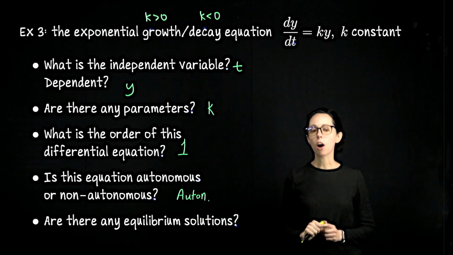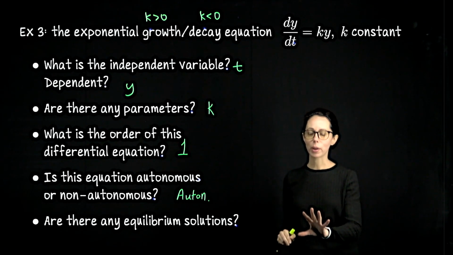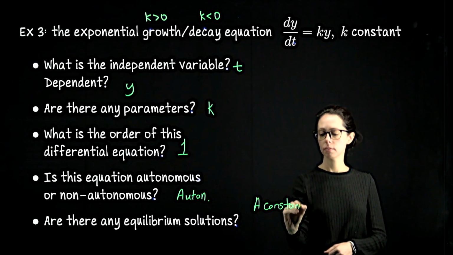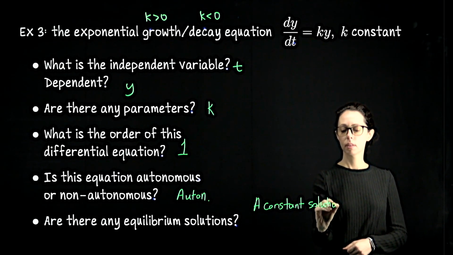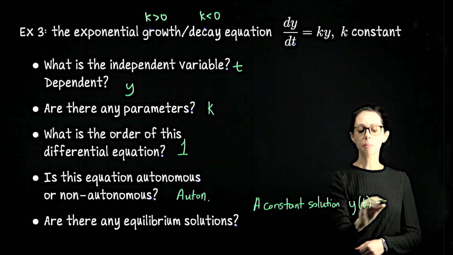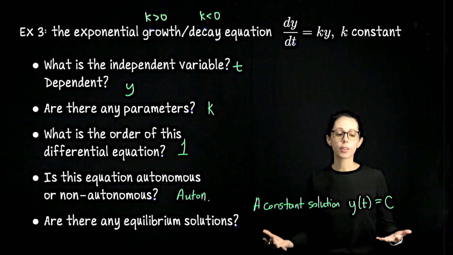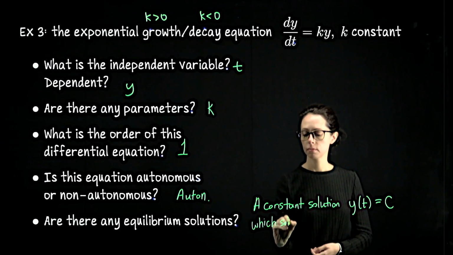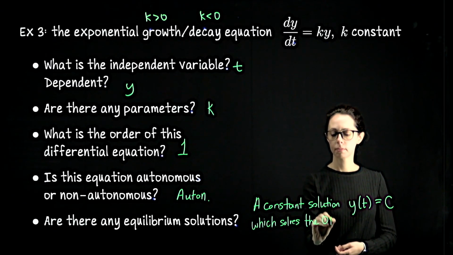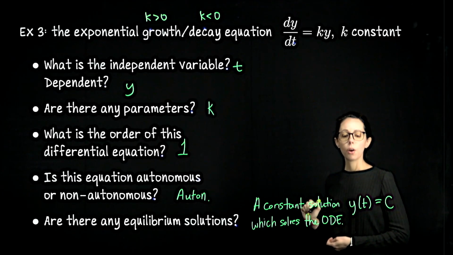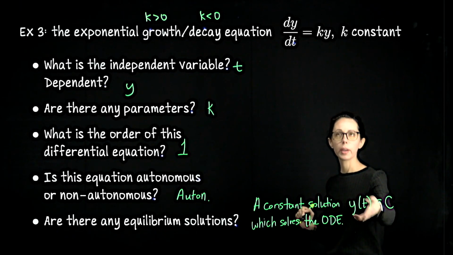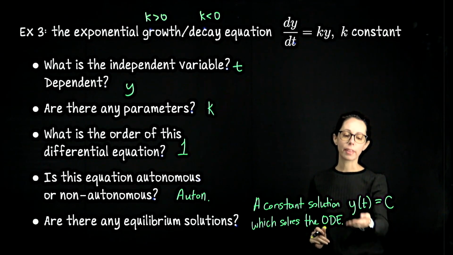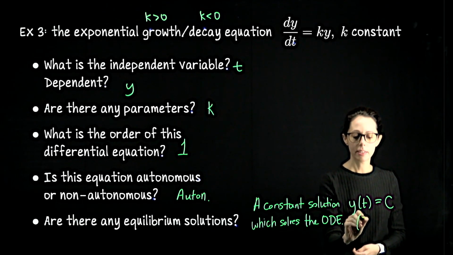And then lastly, are there any equilibrium solutions? Let me write out what I mean by that. So this is a constant solution. We could write that as y of t equals some constant value, which is a solution to the differential equation. So this solves the differential equation. Okay, so are there any constants that we could plug in for y in this differential equation in order to solve the differential equation? Well, keep in mind that if y is a constant, then dy/dt is 0.